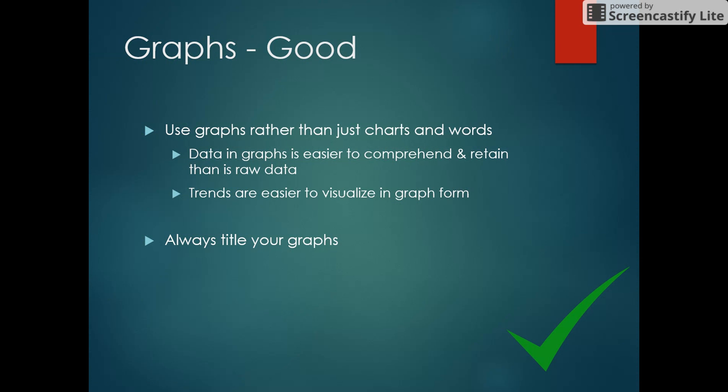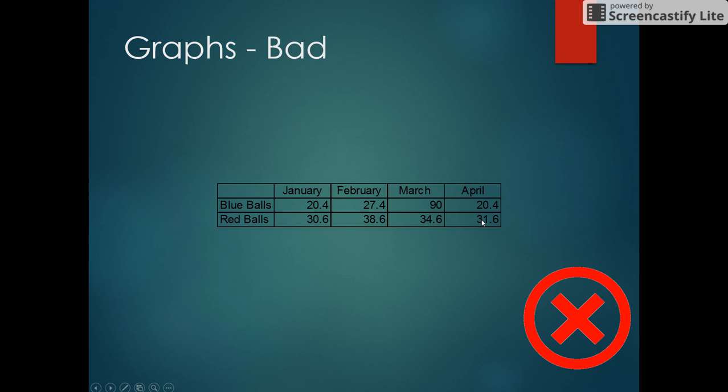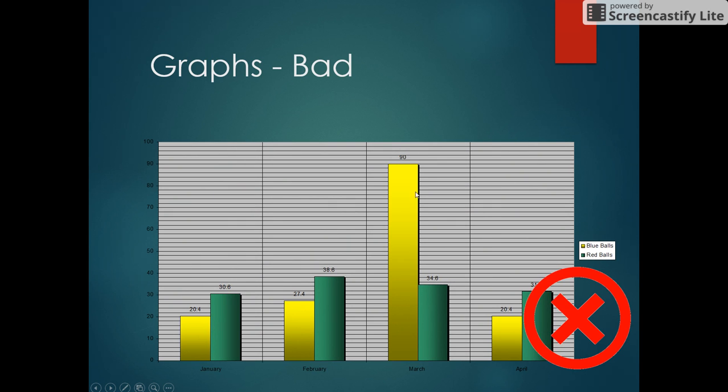Graphs are great to use because they're visual. We'd much rather look at graphs than just read text, especially when we're looking at data. So whenever you do your graphs, always title them. Here's a bad example. There's no title. It's very basic. It's basically just numbers. Okay. So you could jazz it up a little bit and make it into a more visual thing, but this is still kind of a bad example.